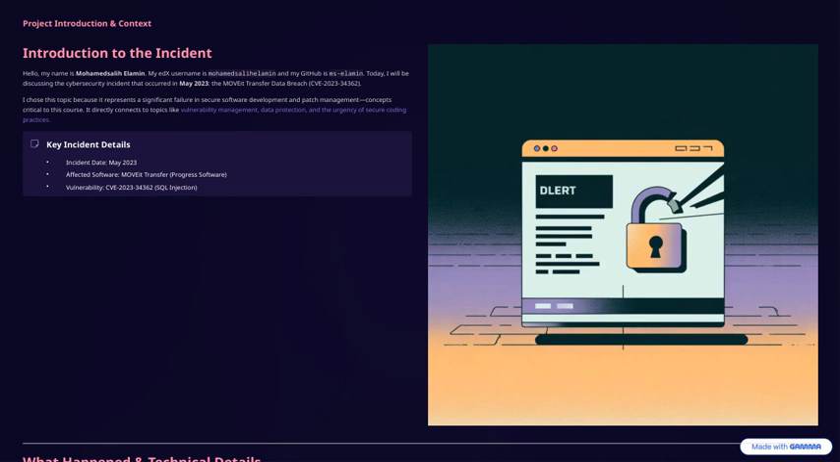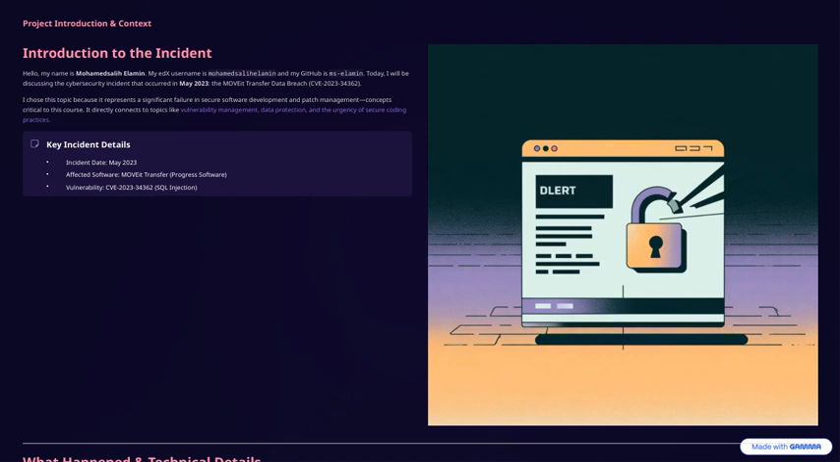So, what lessons can we learn? The MOVEit breach reminds us that even trusted software can be weaponized if security isn't integrated throughout development. It's crucial to embed security into every phase of the SDLC by conducting regular code reviews, enforcing secure coding standards, and ensuring timely patching. Quick application of patches can make all the difference. Additionally, implementing data protection measures like network segmentation, encryption, and zero trust models can limit the damage if a breach occurs. Regular security audits and third-party testing are also essential to identify vulnerabilities before attackers do.